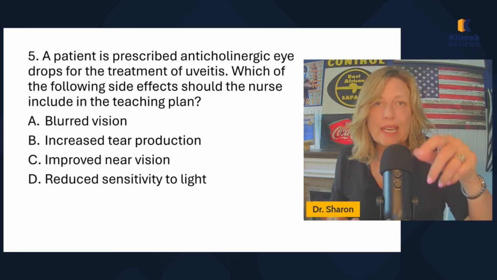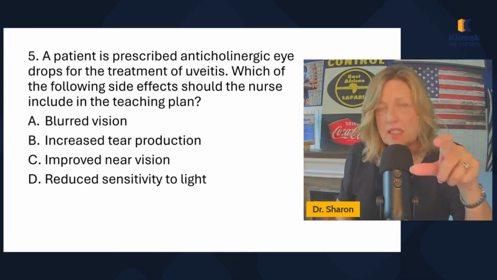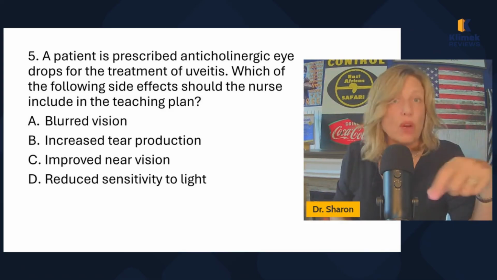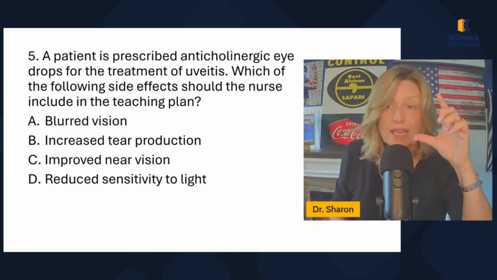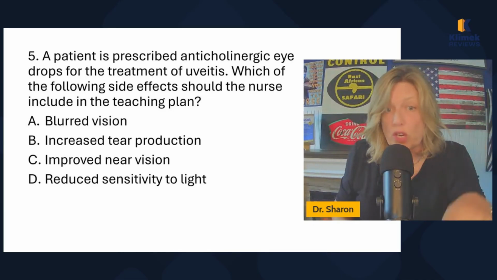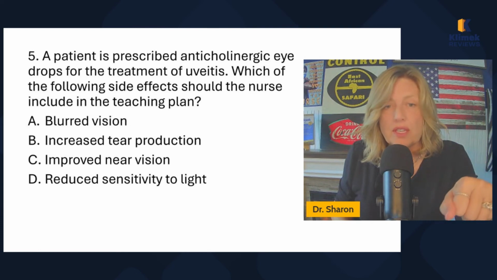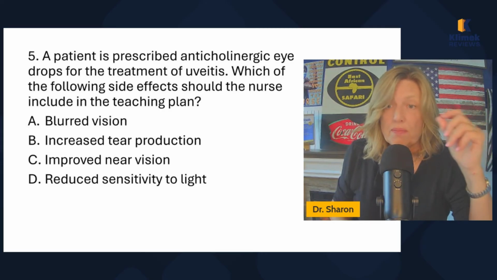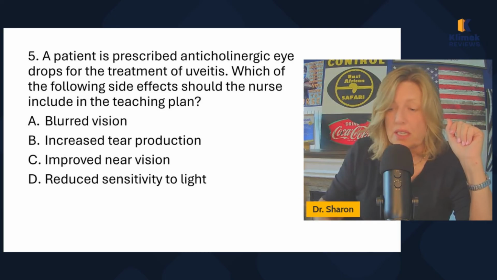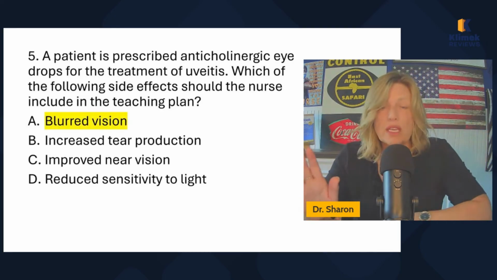Well, I know anticholinergics are mydriatics. They cause mydriasis, which is dilation. Whether I'm giving it before an eye exam or I'm giving it for something else, it's still going to cause the same things. So it causes dilation, which causes blurred vision. So I know A is true. I know that's a side effect. Increased tear production. No reason to think that. Improved near vision. No, it doesn't do anything for vision. In fact, it causes blurred vision. Reduced sensitivity to light. Well, no, actually, if they're going to dilate, they're going to have increased sensitivity to light. So blurred vision is the one that I know to be true.